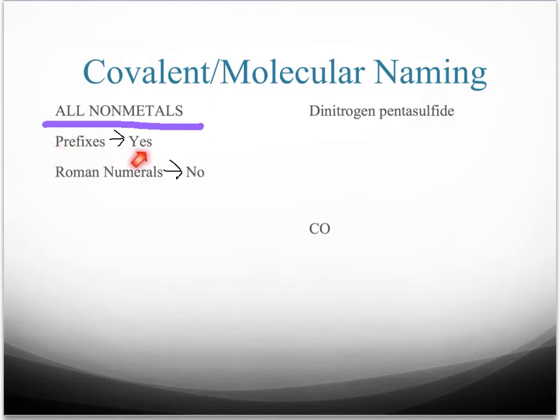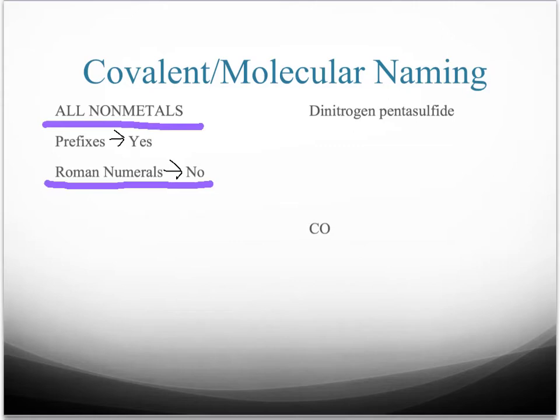Also, the prefixes are needed for this, so that's all the mono and tetra and things like that. Those are necessary. These do not use the Roman numerals. We do not need Roman numerals for these because there are no metals. Roman numerals are only for transition metals, so if there are no metals, then there are no Roman numerals. It's very simple. So please keep those things in mind also when you are writing some of these.